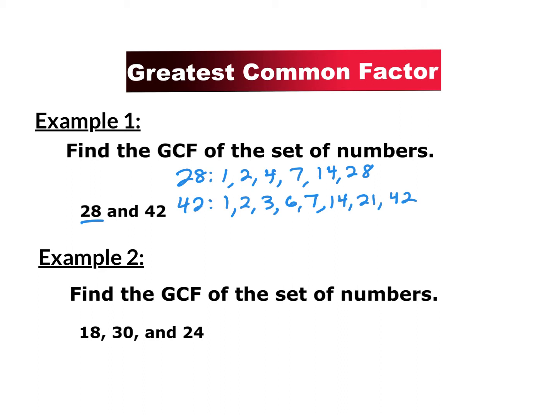And then now if I look at my big giant list, the biggest factor that they share in common is going to be 14. So then 14 would be considered our GCF, greatest common factor.